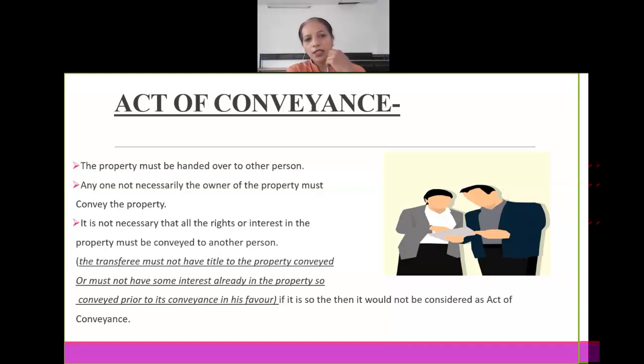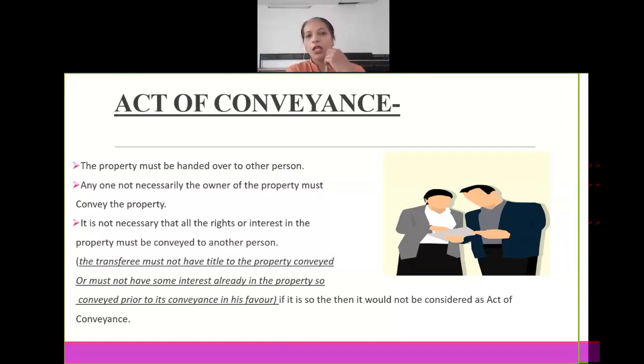Second one is, it is anyone, not necessarily the owner of the property, who must convey the property. It's not necessary that only the owner has a right to transfer the property. Any other person whom the owner has authorized, for example, if an agent is authorized, then anyone who has a right on behalf of the owner to transfer that particular property would be in a position to transfer that property.